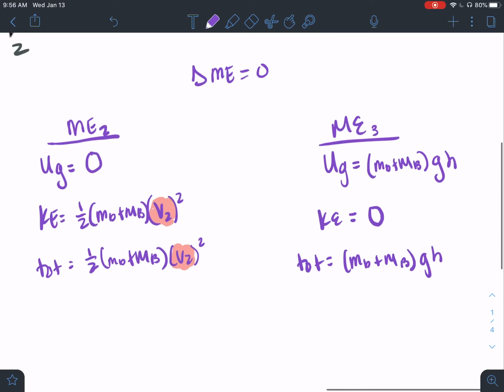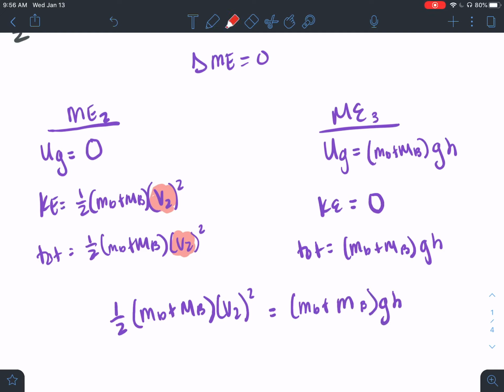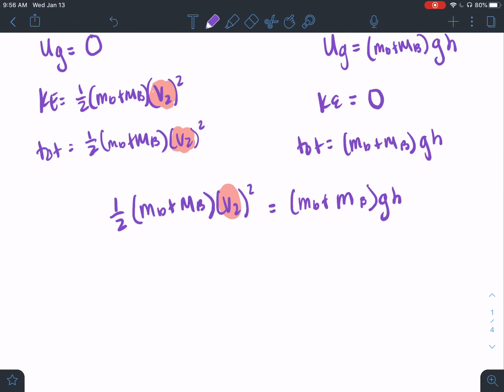So now that we have those, because of the conservation of energy, we know that we can go ahead and set these equal to each other. As a reminder, this is the quantity we're trying to find, so we can plug it into our other expression. So looking at this, trying to solve for V2, I immediately notice that the masses cancel on both sides, giving me this phrase here.